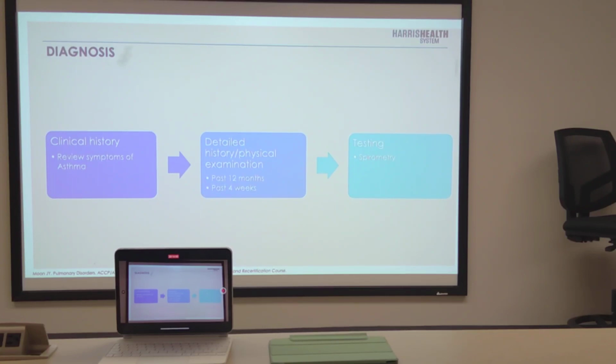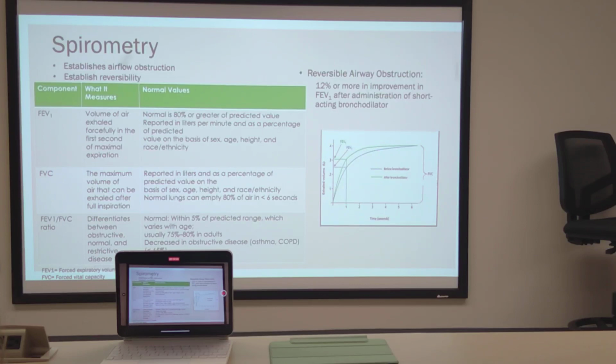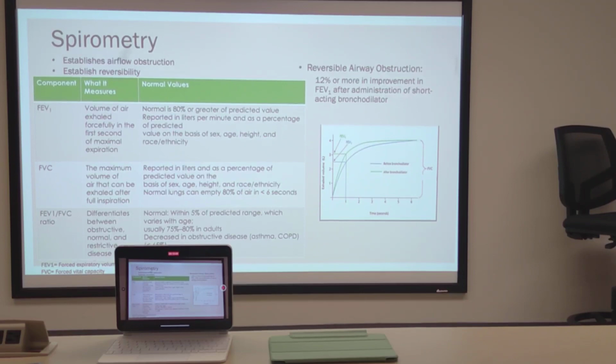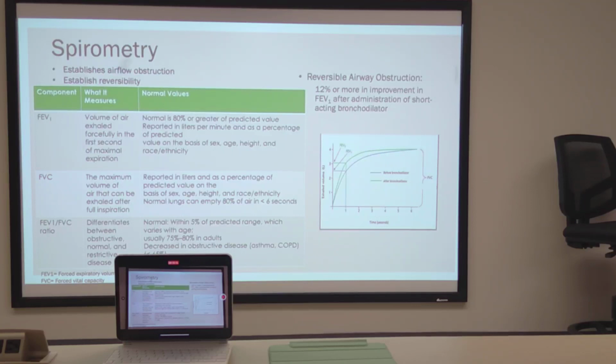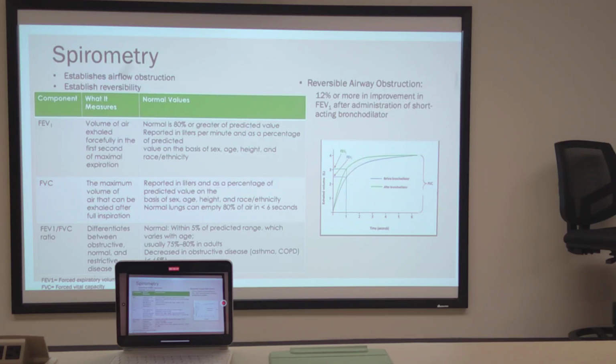Lastly, in order for us to make a definitive diagnosis for someone with asthma, we have to perform spirometry. Spirometry is typically something that is done in an inpatient setting. This is how we're able to establish if the patient has any type of airflow obstruction, and also this helps us determine the reversibility of the patient's obstruction. There's a lot of things on this slide, but there are some important components that I wanted to highlight here.